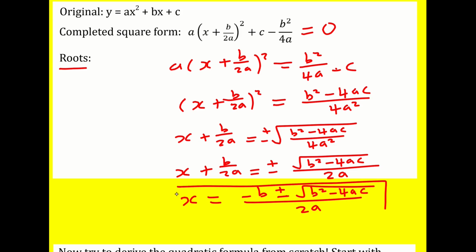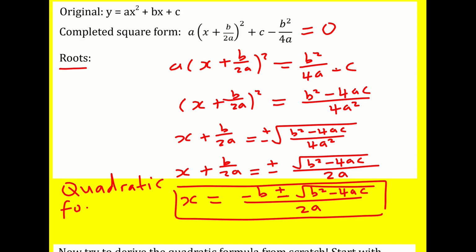That's one way of writing it. Anyway, arguably the most simple. So we can use completing the square to derive a general formula for solving any quadratic, and you've probably seen this before. This is known as the quadratic formula.